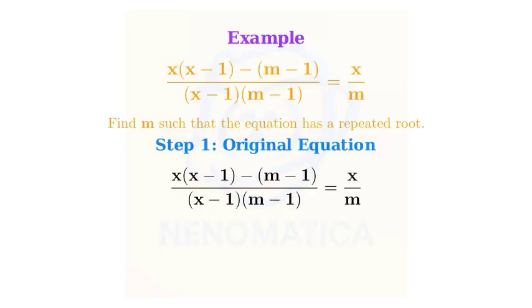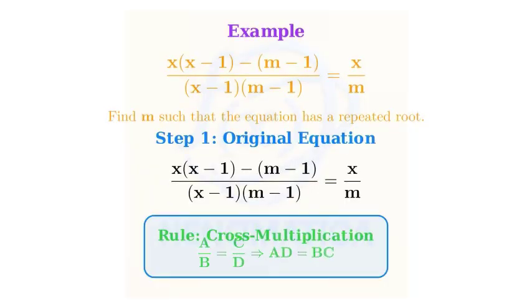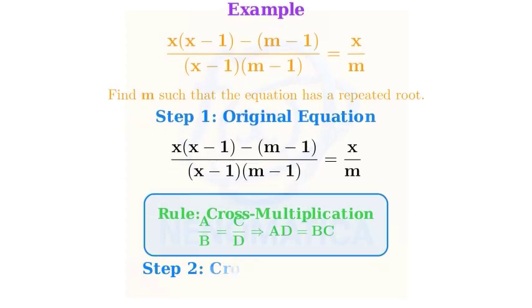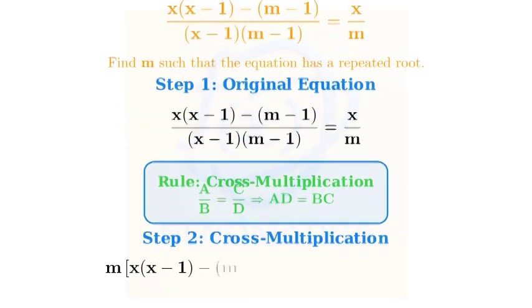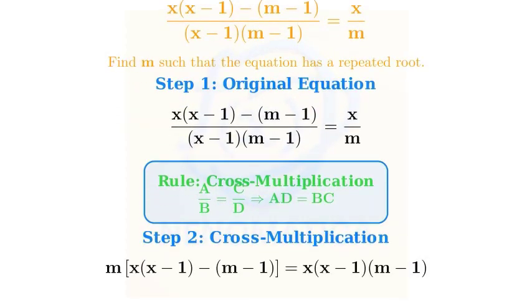Step 2. Eliminate the fractions by cross-multiplication. The rule is a over b equals c over d implies ad equals bc. Multiply both sides by m times x minus 1 times m minus 1. Step 3. Expand the inner terms. We use the distributive property.